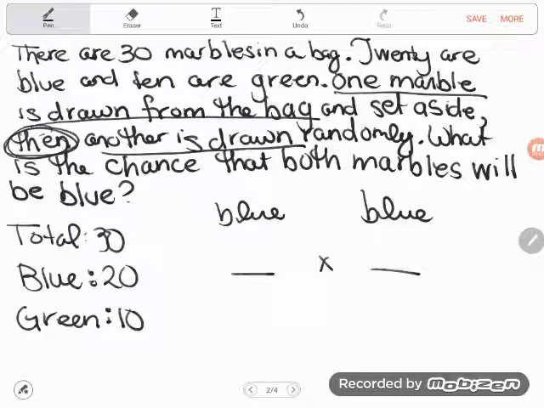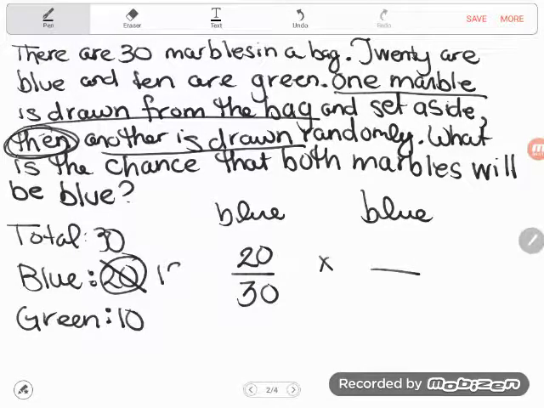So let's look at the chance that he's going to get blue on the first draw. Well, he's got 20 blue marbles, but out of how many total? 20 out of 30 marbles are blue. Now again, don't forget to account for the fact that he took a blue marble out and he put it away. He didn't put it back in the bag.